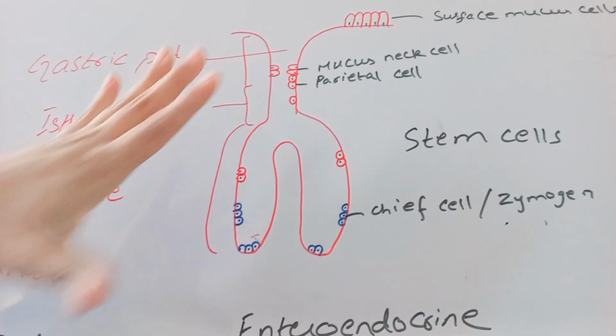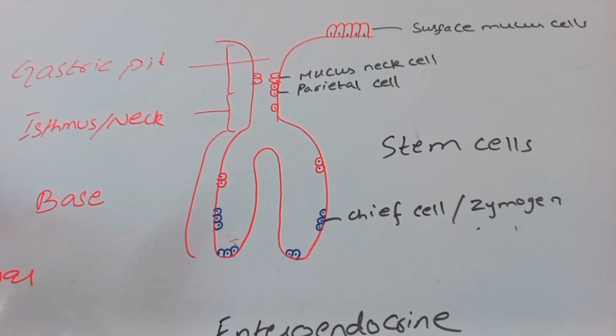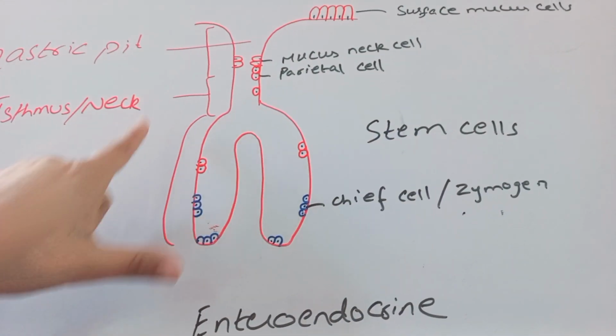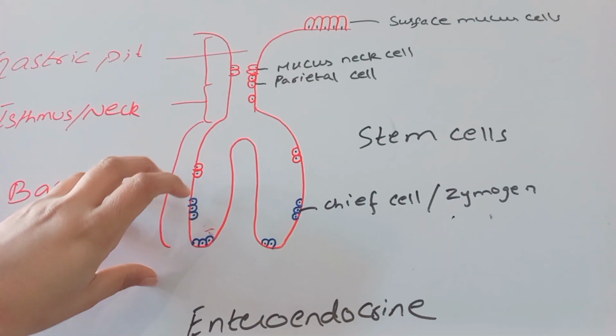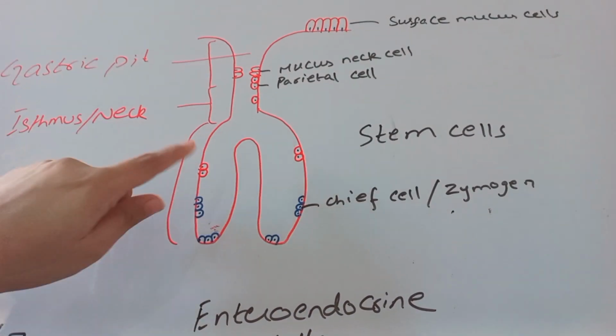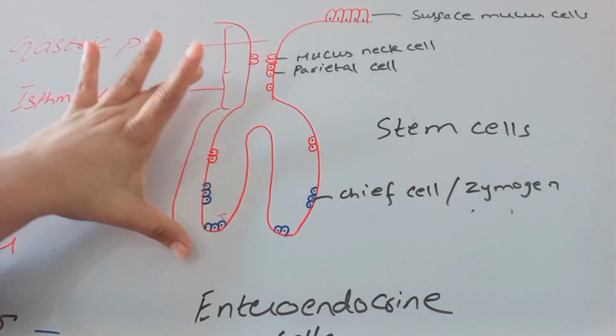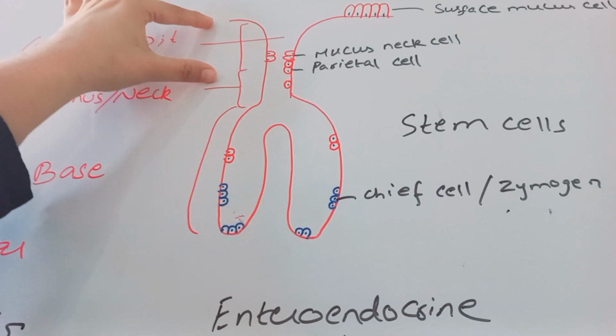These gastric pits are the characteristic features of the mucosa of the stomach. These gastric pits dip down and are then converted into the glands, the gastric glands, which have the following parts: isthmus or the neck, and the base. This is the gastric gland and this is the gastric pit.